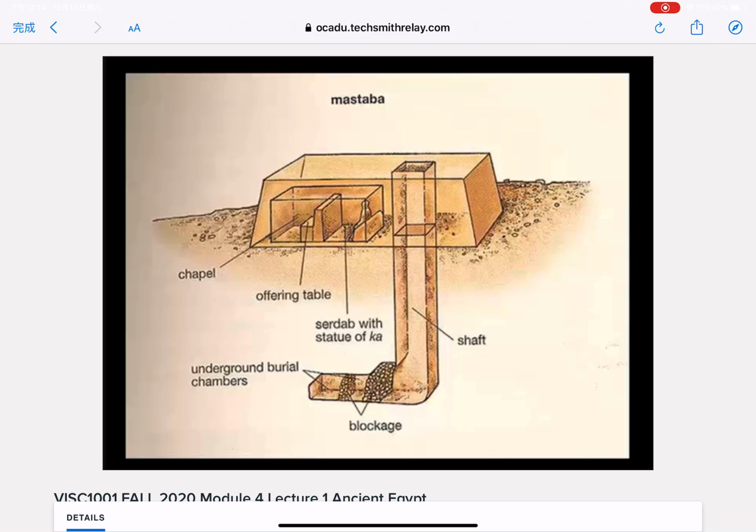So a vertical shaft often connected the serdab to the outside or the mastaba to the outside. So here we have a vertical shaft, or like a tunnel, that would be sealed off once the body was positioned in the tomb.